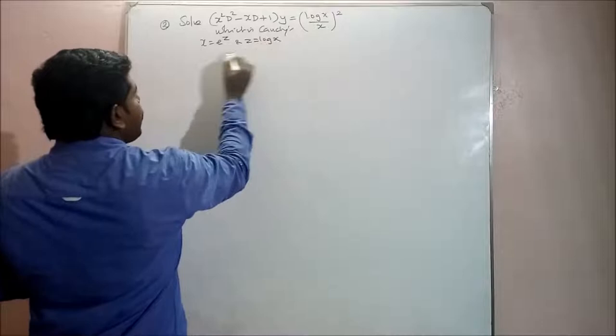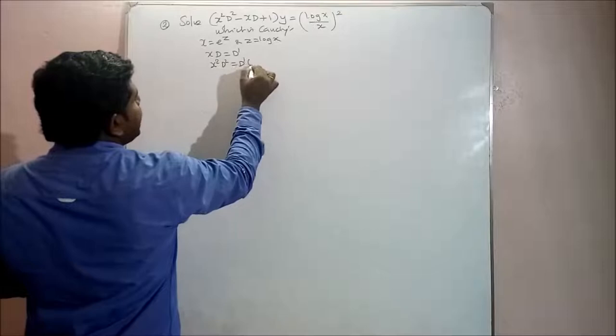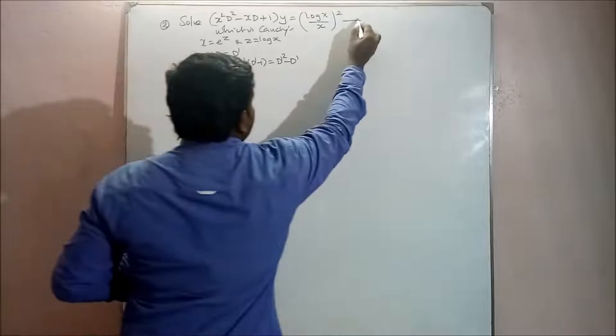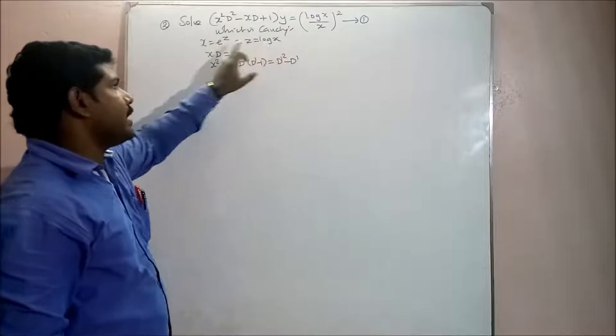Then x D equals D dash, x square D square equals D dash into (D dash minus 1), that is equal to D dash square minus D dash. So take this as equation 1. This is Cauchy's equation: z equals log x, x D equals D dash, x square D square equals D dash square minus D dash.